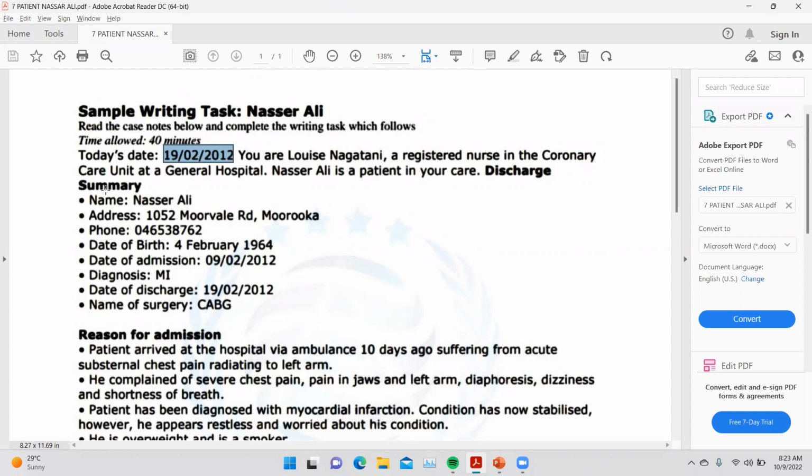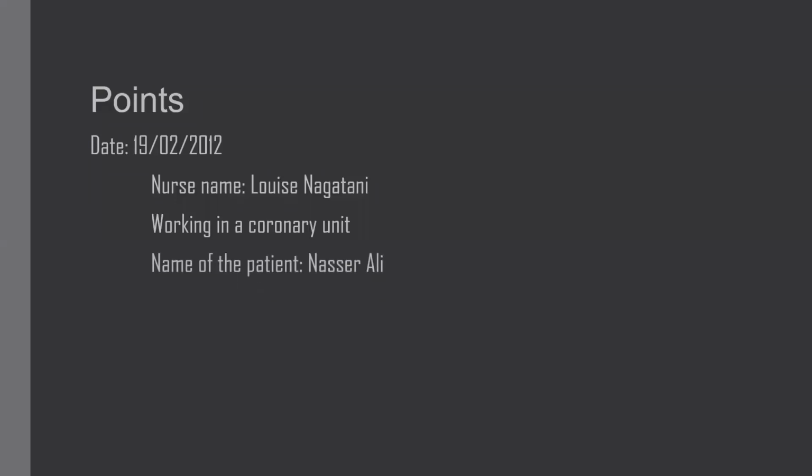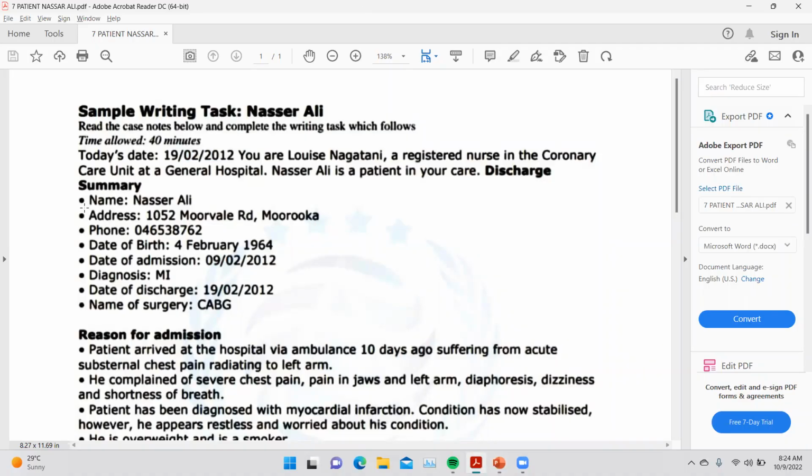Now we can check the discharge summary. From the summary, we know the patient name, so we are not going to take this one again. And the second part is the address. Do we need the address? No, not at all, because it's not that important to write the address. The next one is the phone number. Definitely, we don't want that. And the next one is the date of birth. Yeah, we need the date of birth, right? Patient's date of birth is 4 February 1964.